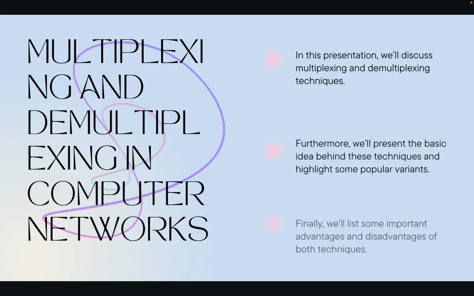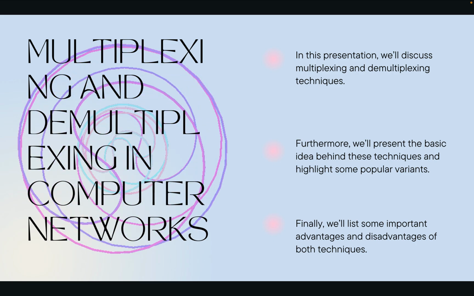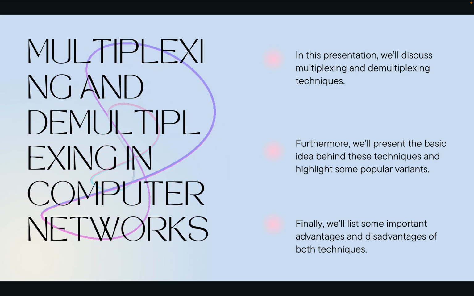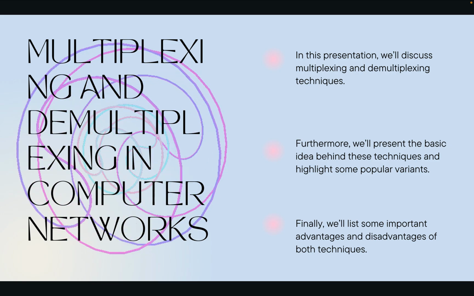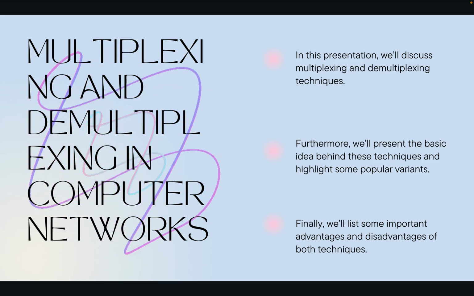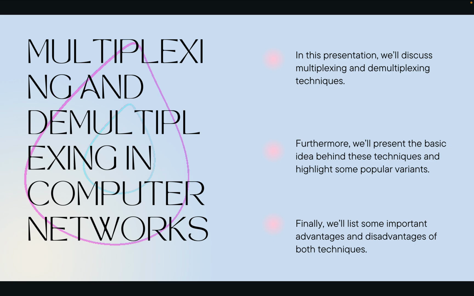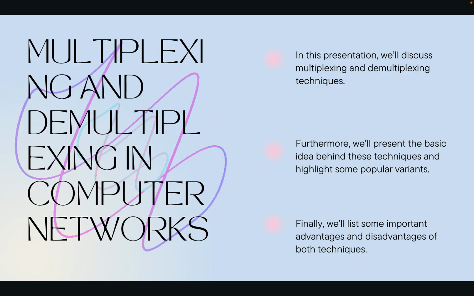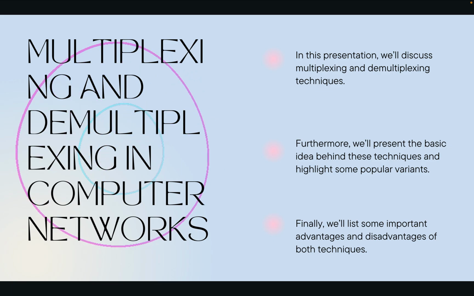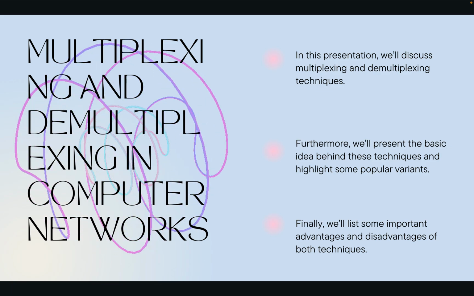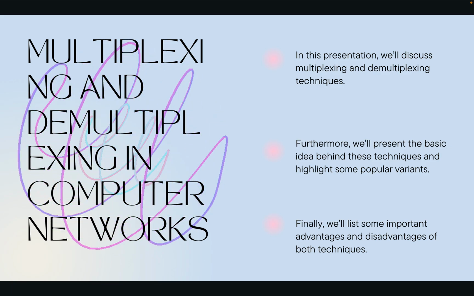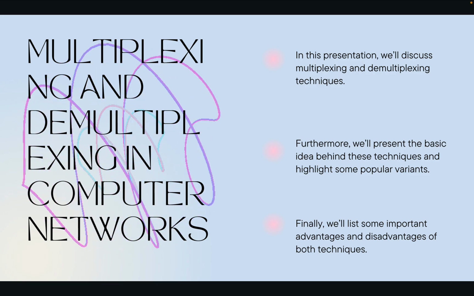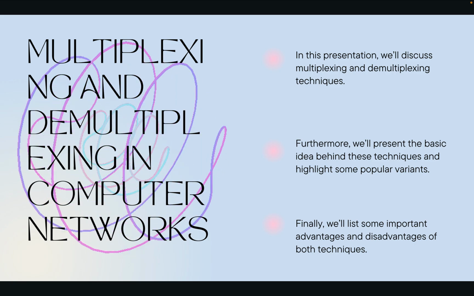Now, what exactly is multiplexing and demultiplexing? So, multiplexing is taking multiple signals or multiple things into one and transmitting it as one. And demultiplexing is the complete opposite of that, which is splitting one into multiple different parts. So in this presentation, we'll discuss multiplexing and demultiplexing techniques, their importance in the transport layer, and finally we'll discuss some advantages and disadvantages of the same.